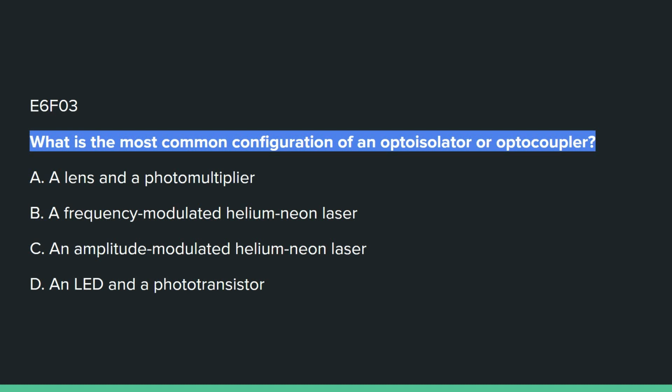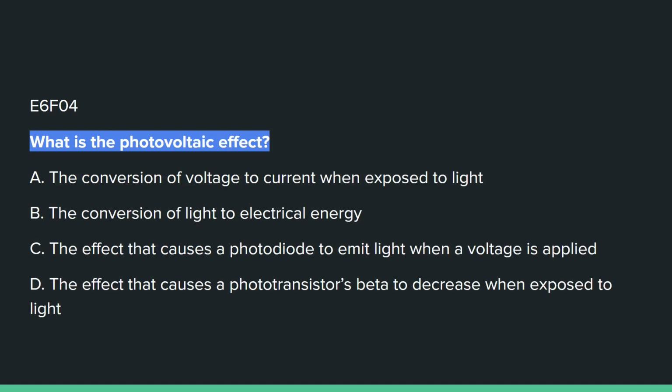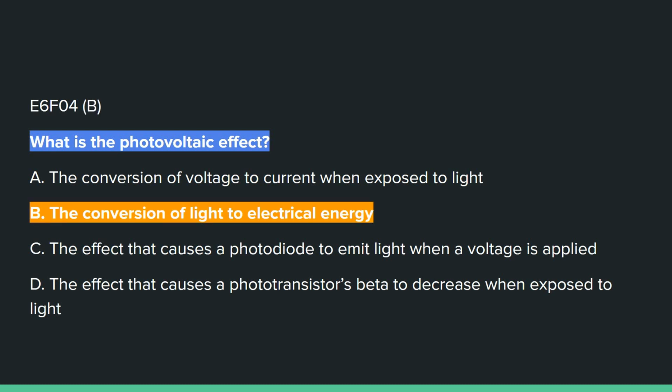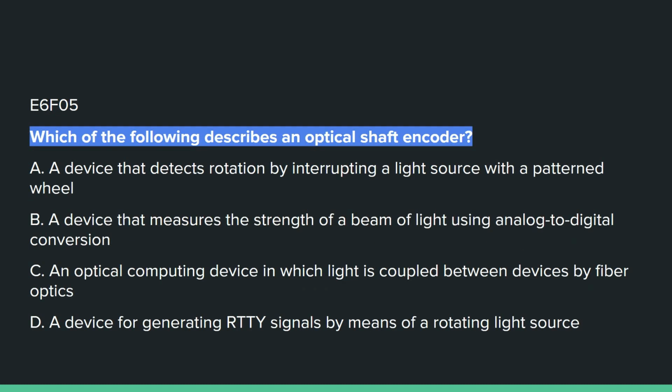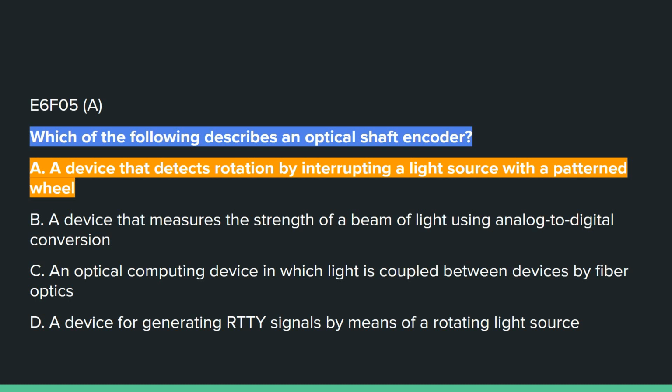E6F03, what is the most common configuration of an optoisolator or optocoupler? That's D. An LED and a phototransistor. E6F04, what is the photovoltaic effect? That's B, the conversion of light to electrical energy. E6F05, which of the following describes an optical shaft encoder? A device that detects rotation by interrupting a light source with a patterned wheel.